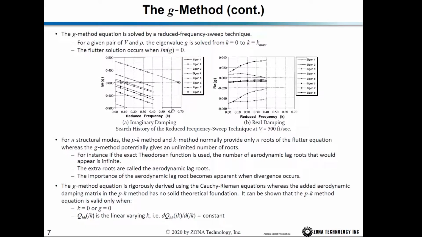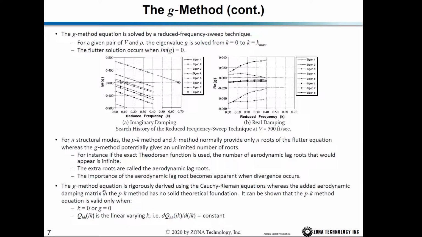For an n-structure mode, the PK method and K method normally only give you n roots of the flutter equation, whereas the G method potentially gives you more than n roots. For instance, if the exact Theodorsen function is used, the number of aerodynamic lag roots that could appear is infinite. So these extra roots are called aerodynamic lag roots. The importance of the aerodynamic lag roots becomes apparent when divergence occurs.